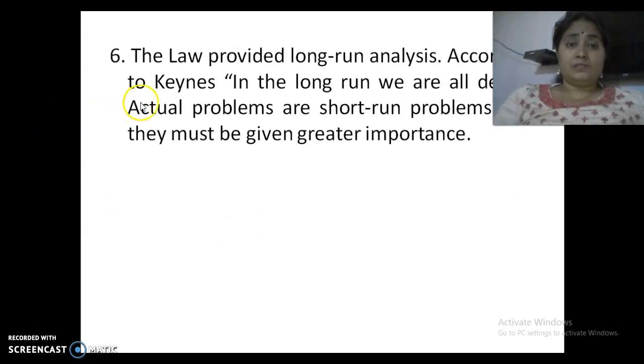Again, another limitation, the law provided long run analysis. According to Keynes, in the long run, we are all dead. Actual problems are short-term problems and they must be given greater importance. So, in the long run, we are all dead. Actual economic problems are short-term problems. So, we must give importance to short-term problems, not to the long-run problems.